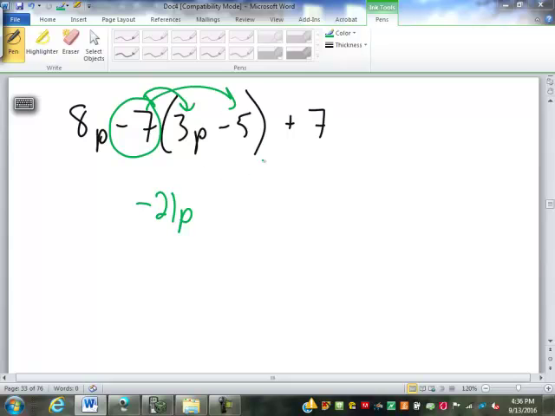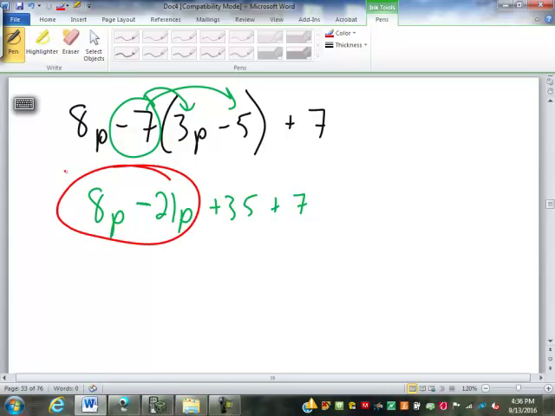Negative 7 times negative 5, positive 35. Now I've got the 8p out front. There's already a minus there, so I don't have to put in any symbol. Then the plus 7 back here. What can I combine now? 8p and a negative 21p are negative 13p. 35 and 7? 42, and it's positive, so I'm going to put a plus there. Good.